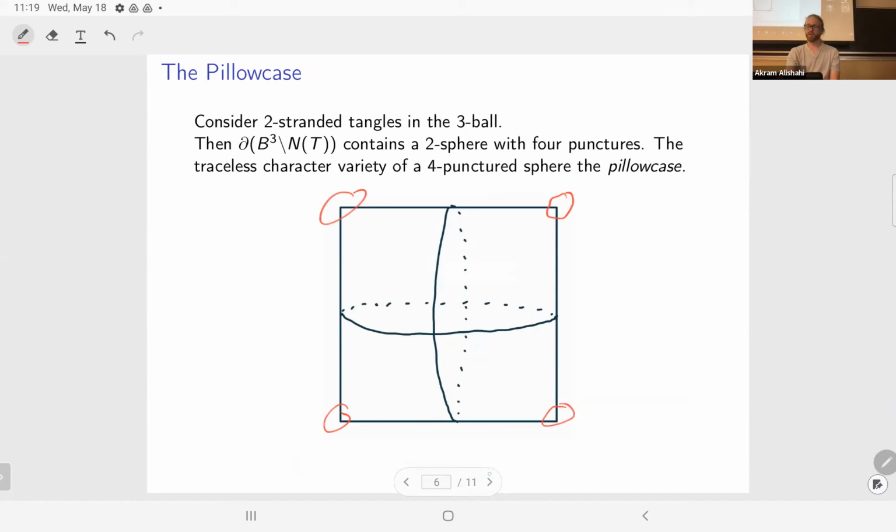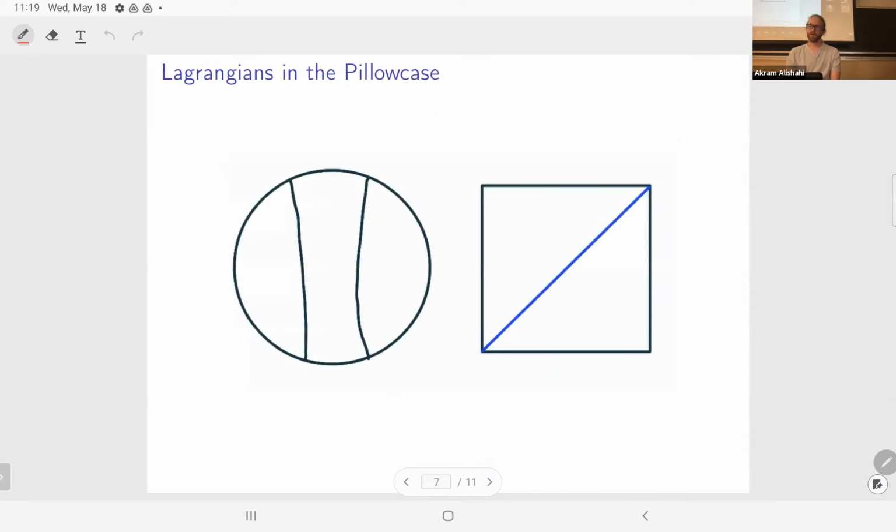And if I have any two-stranded tangle in the three-ball, it maps into this pillowcase as an immersed Lagrangian. So you just get some immersed curves in the pillowcase. Here's the simplest example. Take this trivial tangle on the left. Its image in the pillowcase, depending on how you parameterize things, is just an arc between two corners of the pillowcase. So it's this blue arc on the right here.